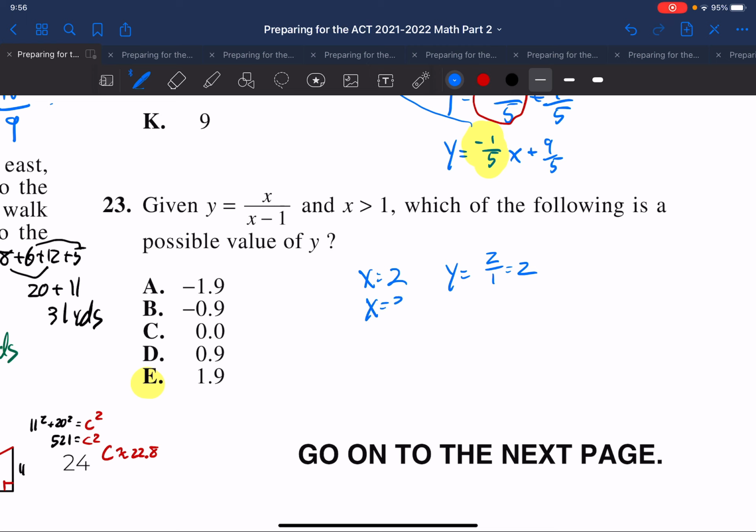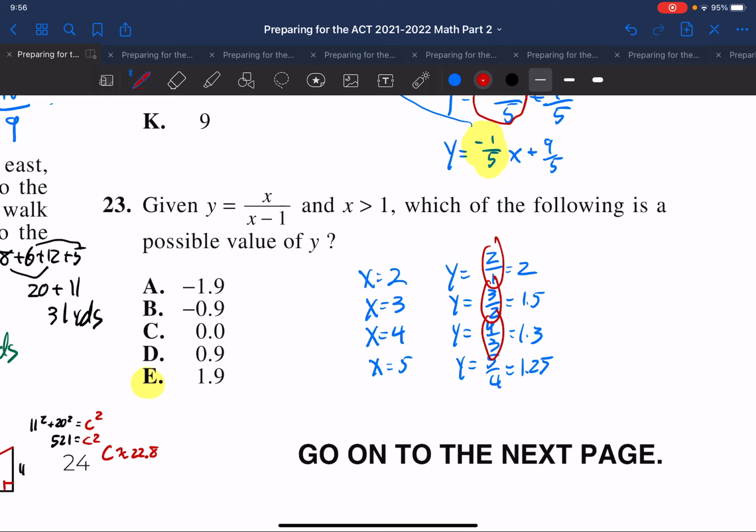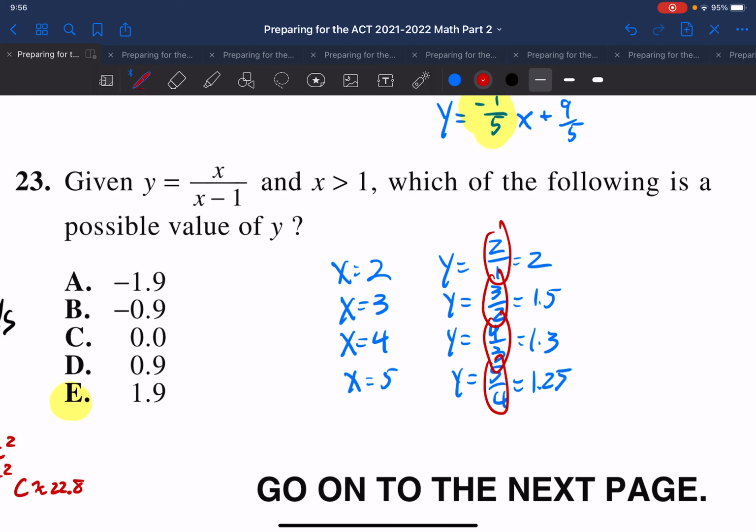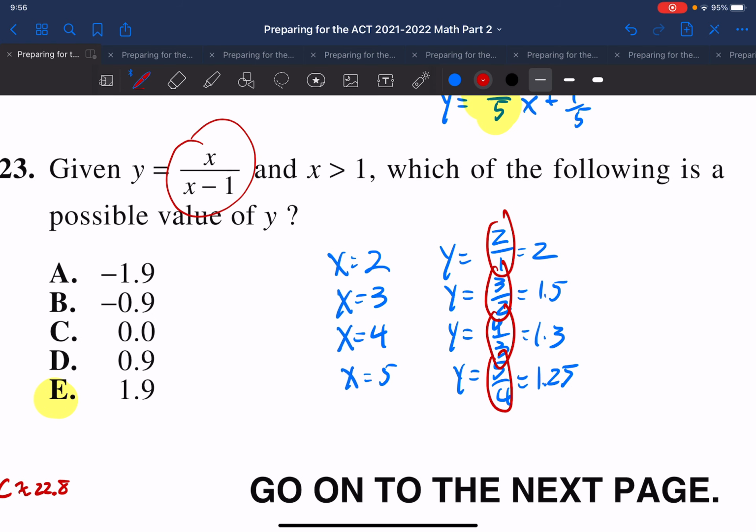What about if x is 3? Well, then y is going to equal 3 over 2, 1.5. What if x is 4? y is going to equal 4 over 3, 1.3. If x equals 5, y is going to equal 5 over 4. Now, one thing you're going to notice is that all our answers are fractions. Now, that's not surprising because our formula itself was a fraction.